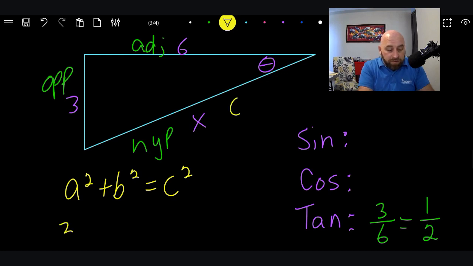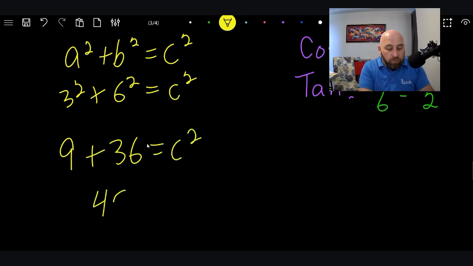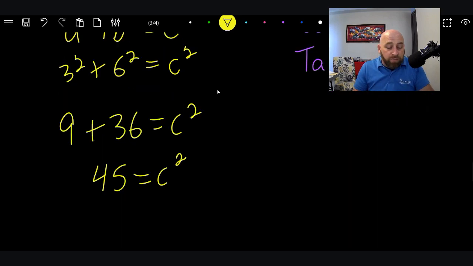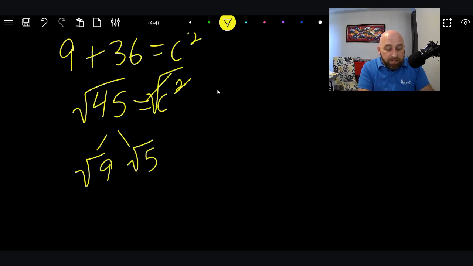So we're going to have 3 squared plus 6 squared equals c squared. So let's go ahead and keep solving that out. We're going to get 9 plus 36 equals c squared. 9 plus 36 is 45 equals c squared. Can you reduce out 45? Well, you can, because what goes into that is, and this is square root, because we have to square root both sides. So we reduce that out, and we get 9 and 5.